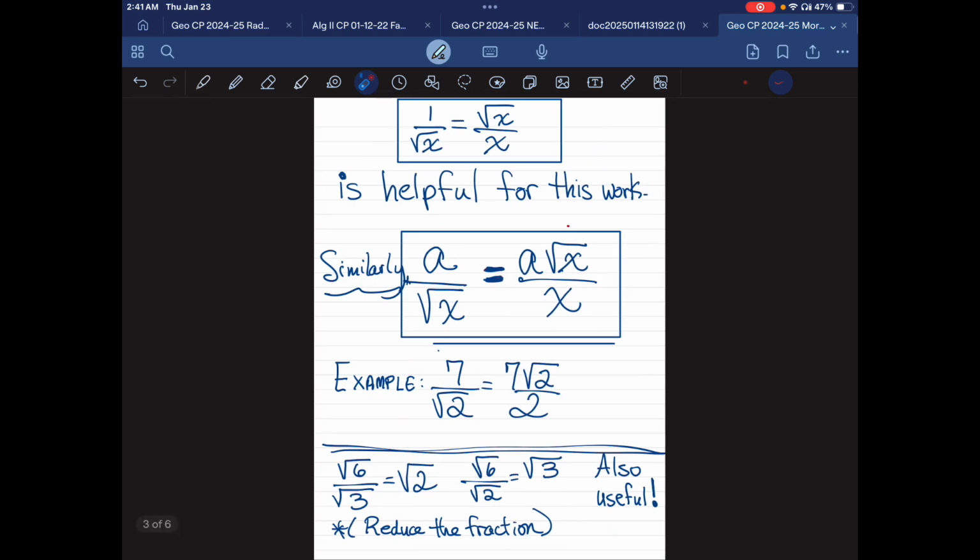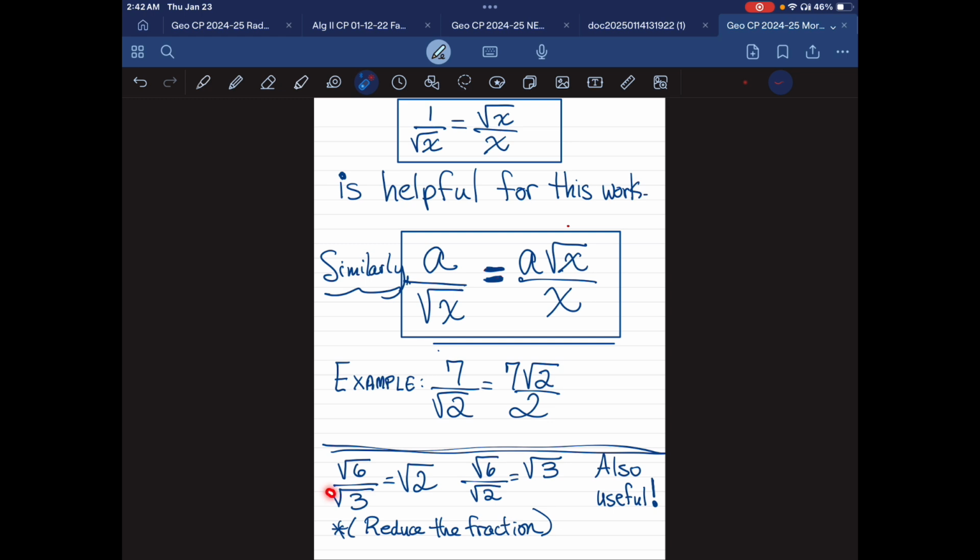Go to the examples. Oh, wait, but before we get there, a good reminder that this is very helpful: if there happens to be a number on top, you just bring it over, and this is still radical x over x. So 7 over radical 2 is just 7 times the square root of 2 over 2, just like we did in previous cases last week. Also, if you happen to see a radical that can be reduced, go ahead and reduce it to save you some work.